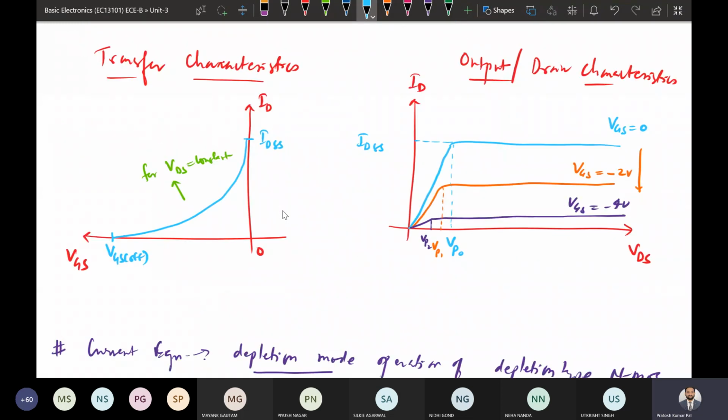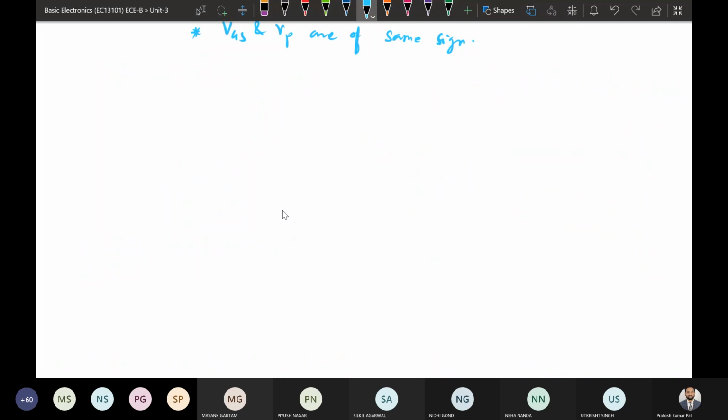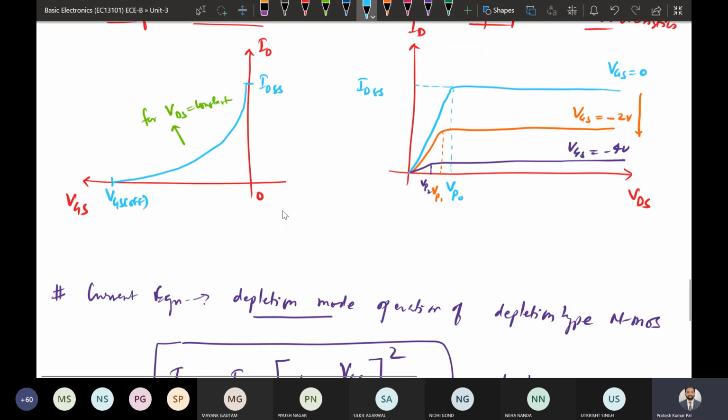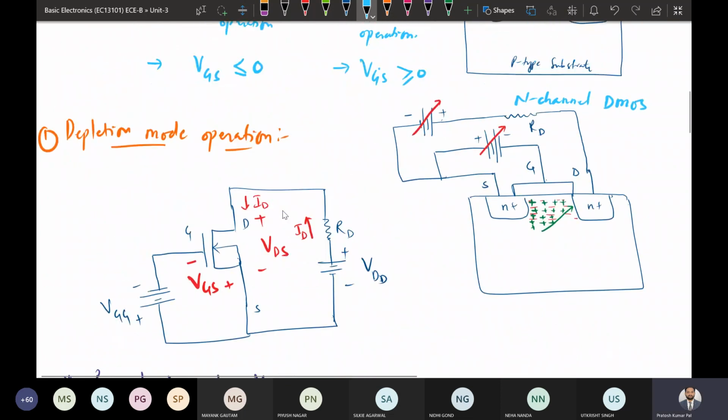From the transfer characteristics, we can see ID is going to reduce with respect to VGS in a parabolic fashion, following a parabolic curve with respect to VGS. So this was the operation in case of depletion mode of operation. Next we will see enhancement mode of operation. So this was depletion mode.